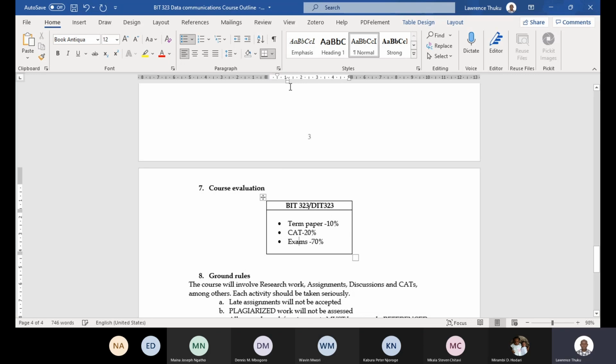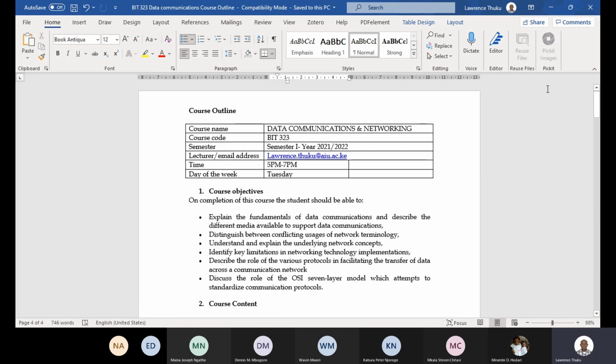Okay, so that's how my exam is going to be like. So that's a course outline in terms of looking at the concepts of what you mean by networking. Also, the whole course that you're going to be focusing on in the area of data communication and networking.